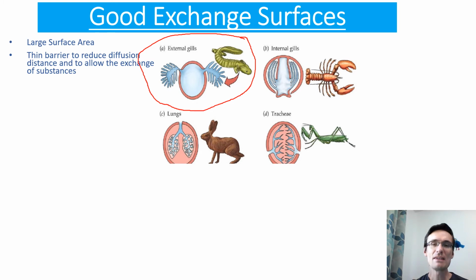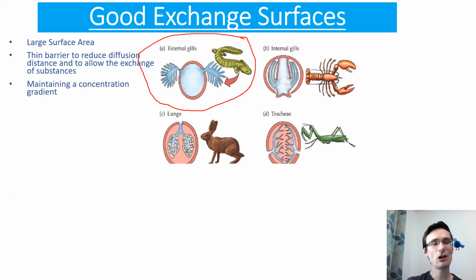So you can see there that it's got large external gills that would increase the surface area. Other thing you need is a thin barrier to diffusion, because we want to have that ideally one cell thick wall effectively, which will allow an increased rate of diffusion, because the bigger the diffusion distance, the greater time it's going to take. So we want to make the diffusion distance as small as possible.